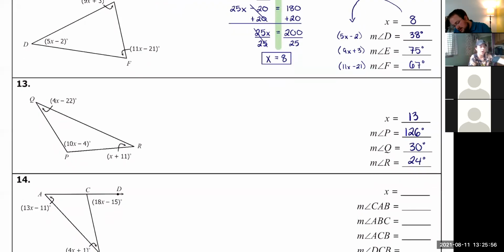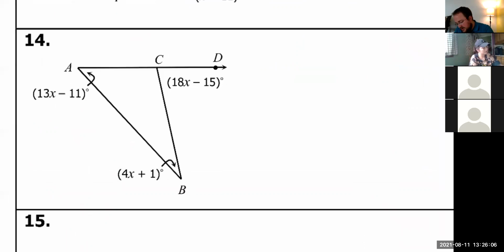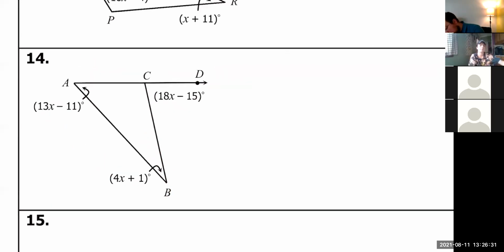I do want to take a look at number 14 though, because instead of all three interior angles, we have that exterior angle again. So this uses the second theorem that we introduced today. And that second theorem said that if you have an exterior angle, which we do here at angle BCD, the 18x minus 15, that is going to equal the sum of your two non-adjacent angles. So 18x minus 15 is going to have to equal these two added together. So I write it out just like that.